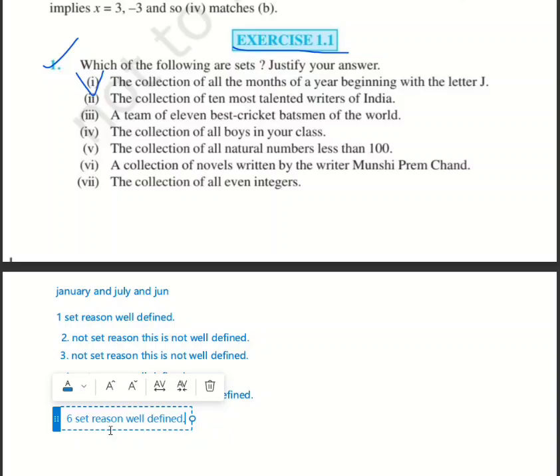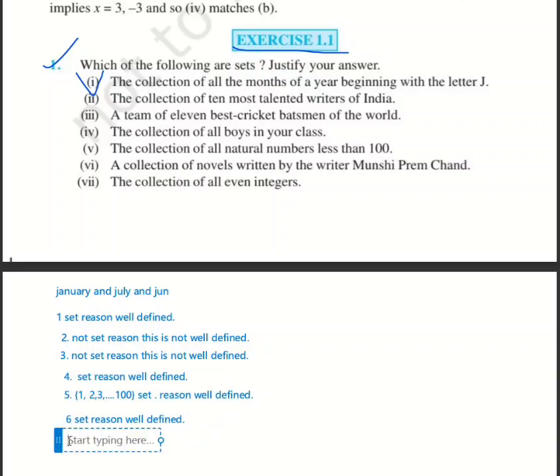Come to 7. This says the collection of all even integers. What is an even integer? An integer which is divisible by 2. So starting from 2, 4, 6, 8 and going on till infinity. So this is a set. Why? This is universally true, the same for all persons, and the reason is that it is well defined.